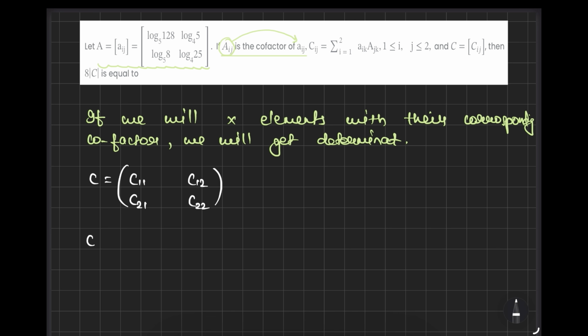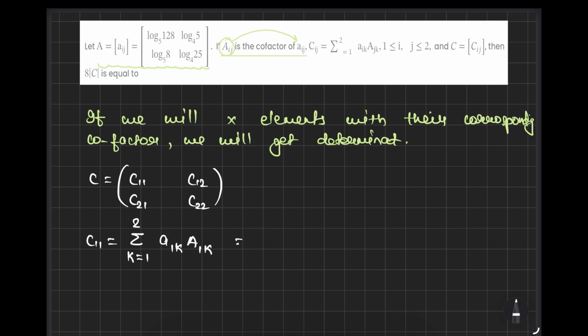Now for C11, what will we do? Summation i starts from 1 to 2, a i k, and A 1k. Here I and J both are 1. Okay, here it is not i, it should be k. So this is your first thing.